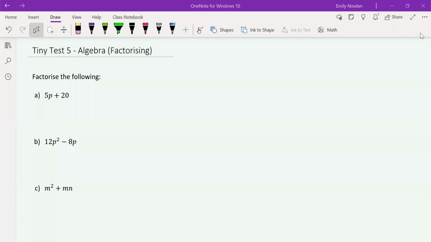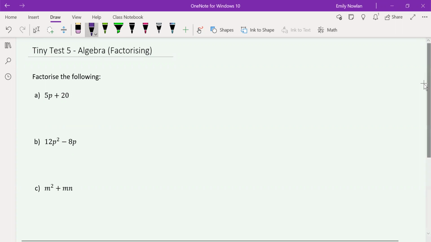Hello everyone, tiny test 5 on more algebra. This time we're factorising. So remember, it's a tiny test. You try it yourself first, pause it, try it, then play it and see how you went.